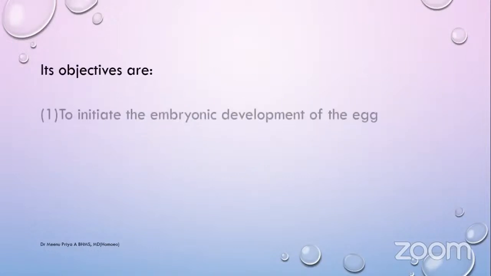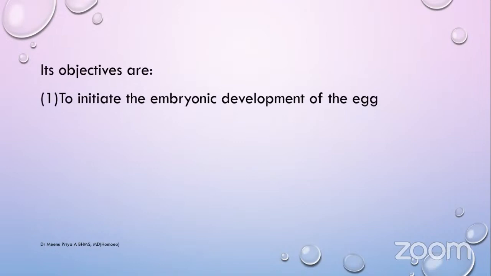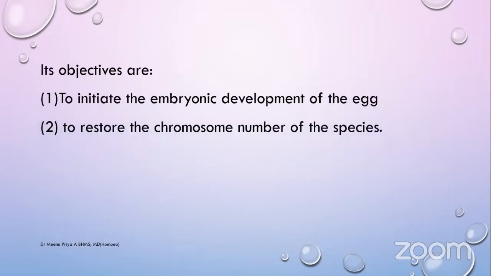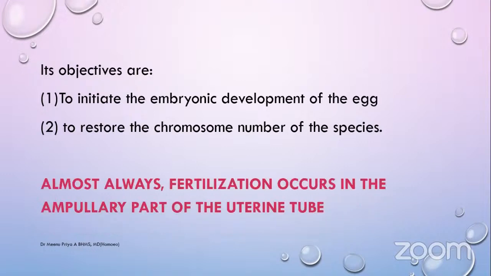The objective of fertilization is to initiate the embryonic development of the egg and to restore the chromosome number of the species. If fertilization doesn't happen properly, the chromosome number varies then and there itself. So these are the objectives of fertilization. And this is a frequently asked question: which is the site of fertilization?